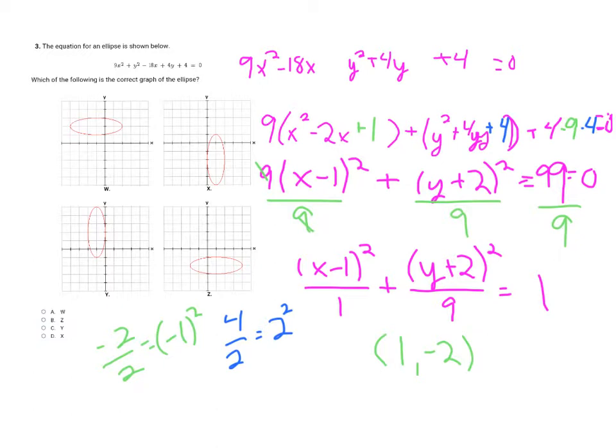So 1, negative 2 is right here, so it's not the center of W. 1, negative 2 is right here, so it could be X. 1, negative 2 is right here, so it can't be Y. 1, negative 2 is right there, so it could be Z. So looking at X and Z, one is horizontal and one is vertical. My bigger number is underneath y, so that means that the major axis is going to be parallel to the y-axis, which means it's going to be longer going vertically, longer going up and down, which is what X is. So my final answer here is going to be D.